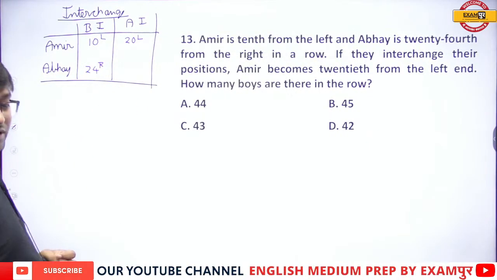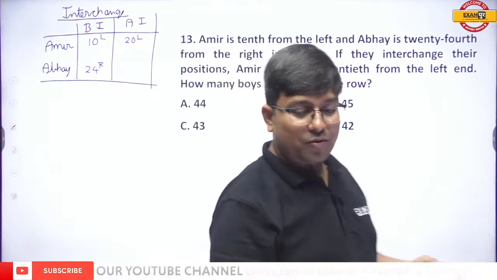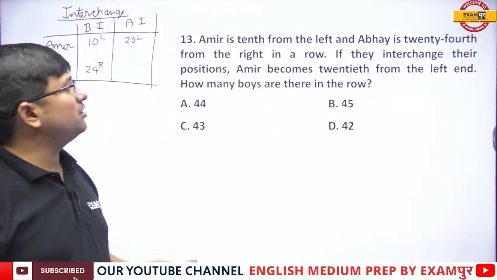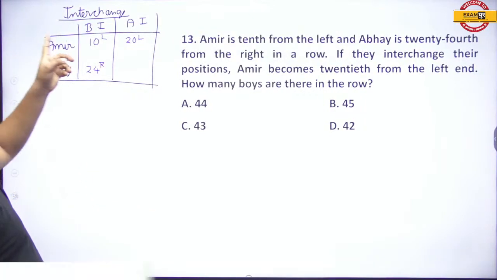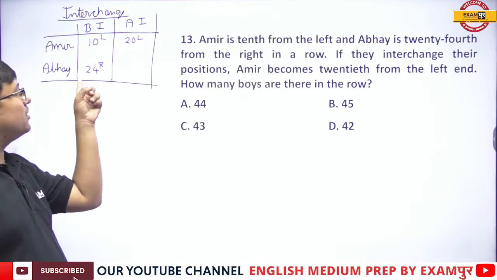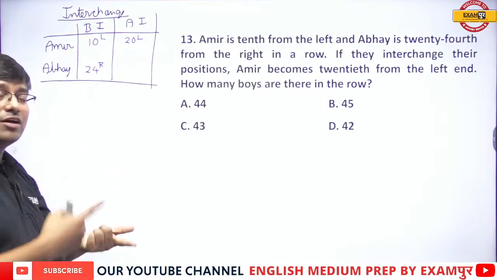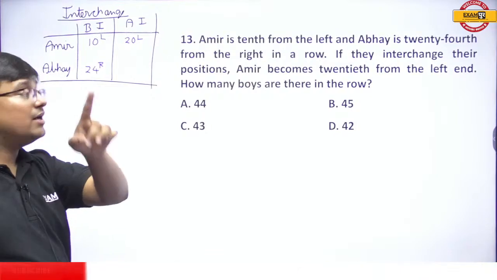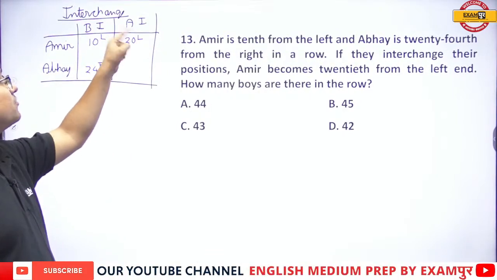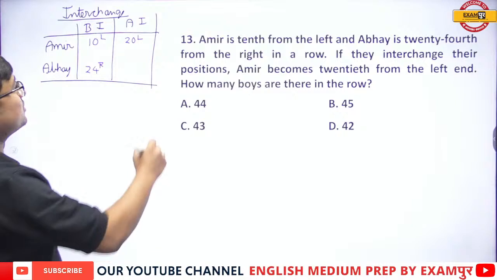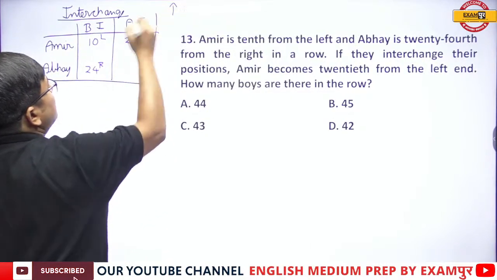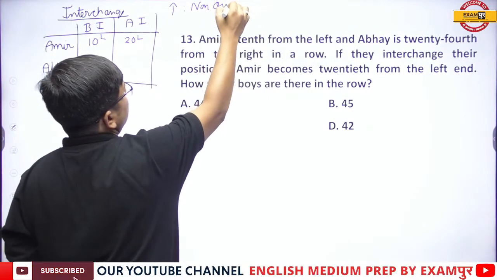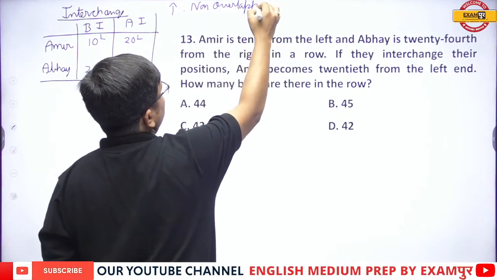So my dear students, this is what I mentioned. Whenever questions of interchange between two persons come in the examination, two persons are given, the position of one from the left is given, the position of another from the right is given, and after interchange, the position of only one of them is given, from the same end from which it was given earlier. And if the position is found to increase, like here, from 10 it is increasing, then it is a non-overlapping case.